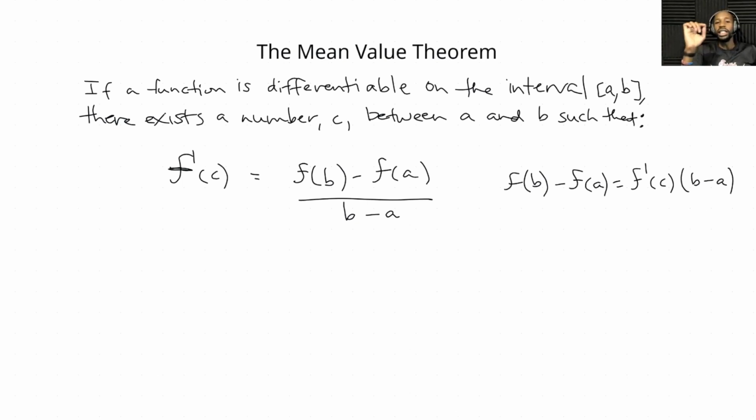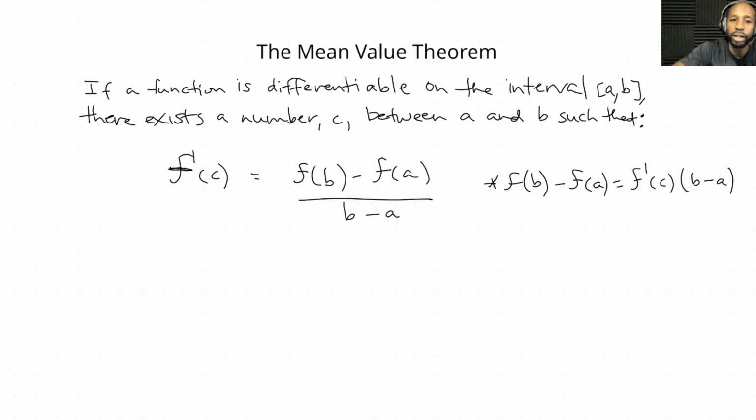All right, so let's look at this and see what this actually looks similar to. This says if a function is differentiable, that means if a function has a derivative on the interval a, b, in other words, if the derivative exists, then there exists a number C, somewhere between A and B, such that when you take the derivative at that location, it's going to be equal to the function at x equals b minus the function at x equals a over b minus a. And like I said, this is another way that it can be written.